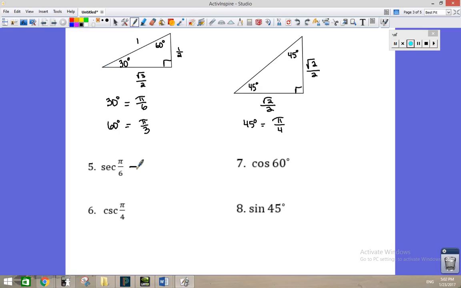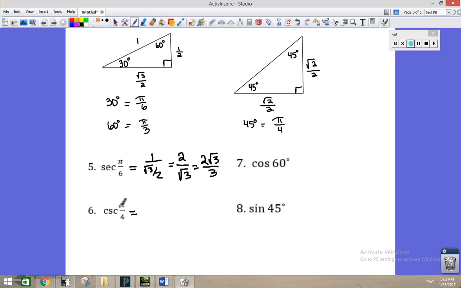For the secant of pi over 6, that is 30 degrees. Secant is the reciprocal of cosine, so instead of adjacent over hypotenuse, it's hypotenuse over the adjacent. And so this means taking the reciprocal, flipping that, and then to rationalize, 2 over radical 3 is 2 radical 3 over 3. And that's our answer for number 6.